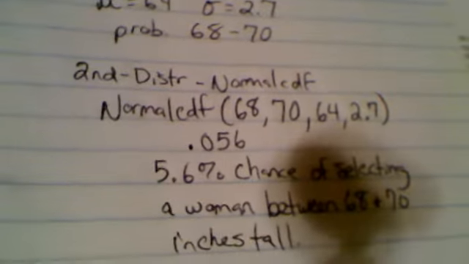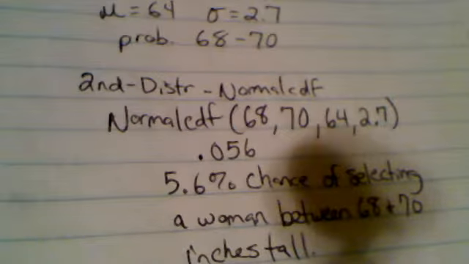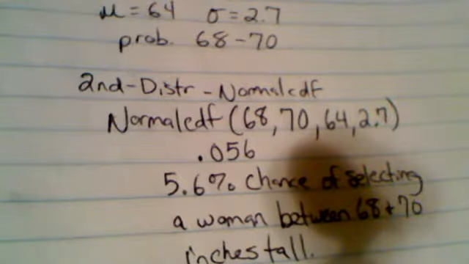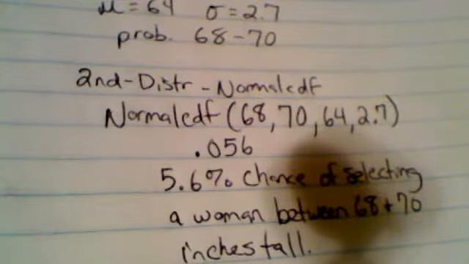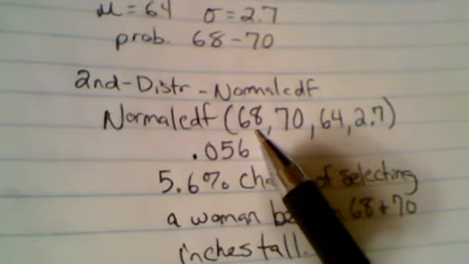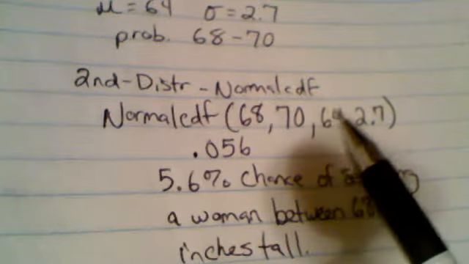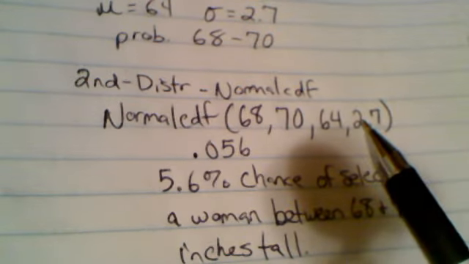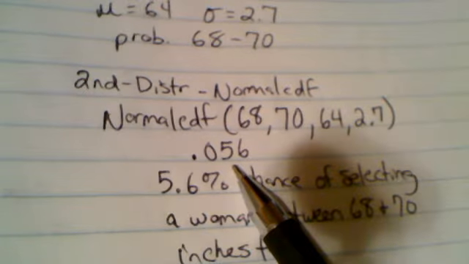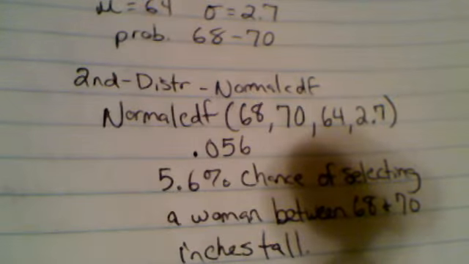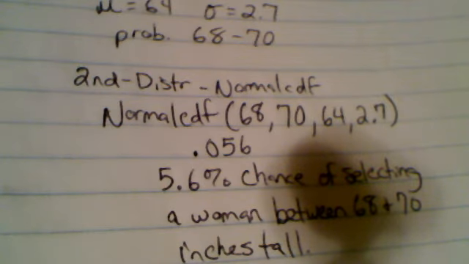Okay, so again, what did the problem say? The problem gave us the mean and the standard deviation, and it asked what the probability was of selecting a woman between 68 and 70 inches tall. So 68 was the lowest number we wanted, 70 was the highest number we wanted, the mean was 64, and the standard deviation was 2.7. And so we got a 0.056 or 5.6% chance of selecting a woman between 68 and 70 inches tall. And that is an example of a continuous random variable and solving a problem with a continuous random variable.